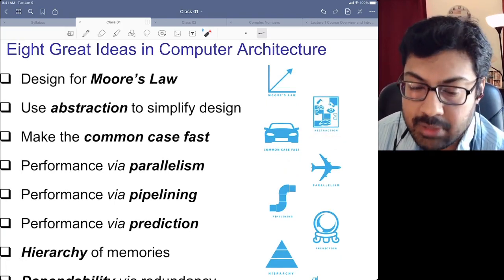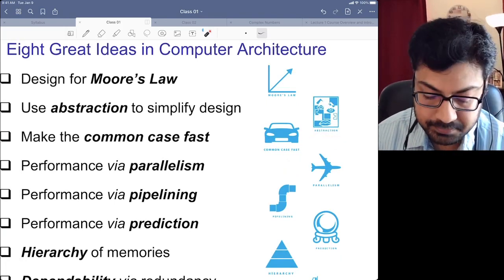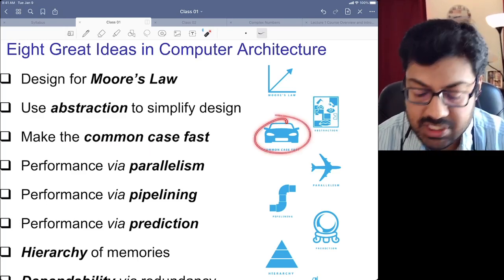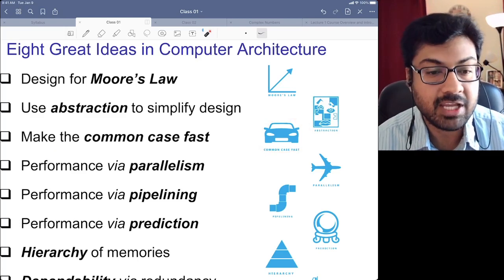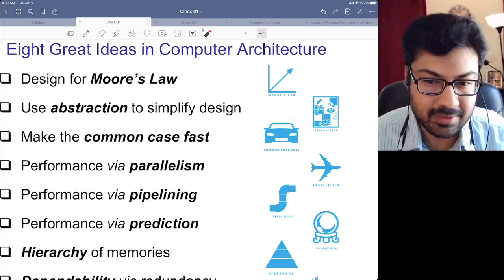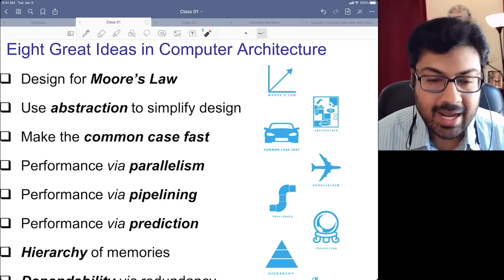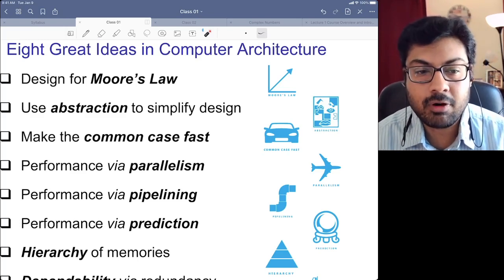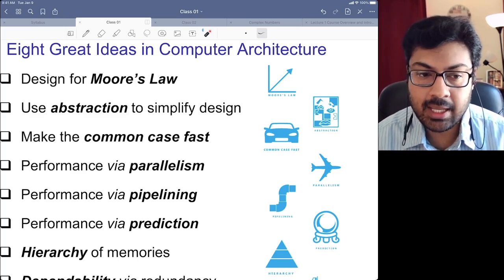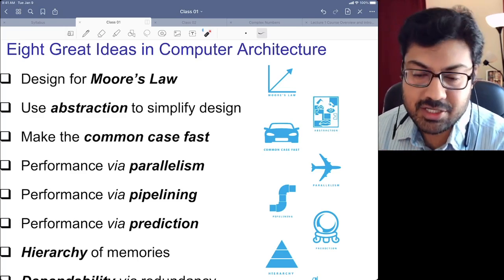Wherever it is applicable in the textbook, you're going to see that symbol. Make the common case fast. We have a sports car symbol for that. Make the common case fast. And this is something that we all should learn from. I think it is applicable for us as engineers in things that are outside computer architecture as well.